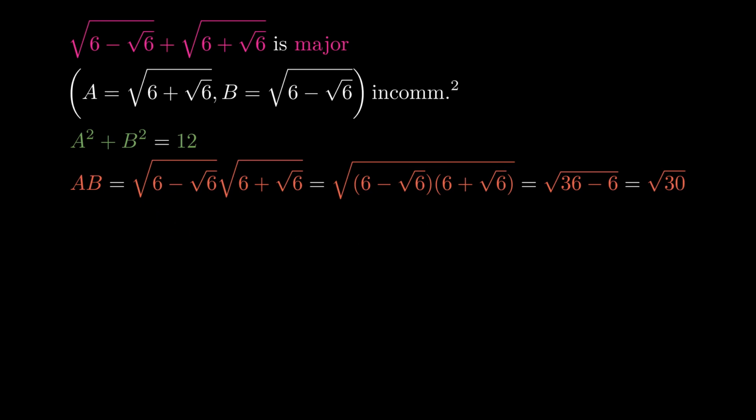Thus, overall, the square root of 6 plus root 6 and the square root of 6 minus root 6 are incommensurable in square, whose sum of squares is rational and whose product is medial, so their sum is irrational and the square root of 6 plus root 6 plus the square root of 6 minus root 6 is major. When looking for such numbers, a good rule of thumb is numbers of the form the square root of a plus the square root of a minus root a, but be sure to check all the conditions. Notice that the two numbers are a sort of conjugate of each other.